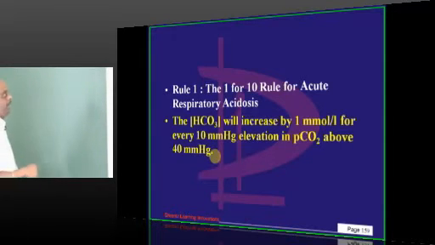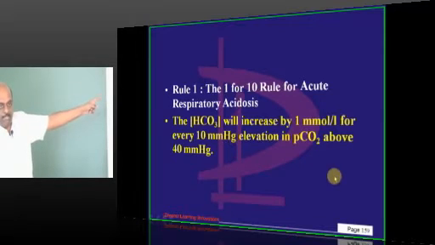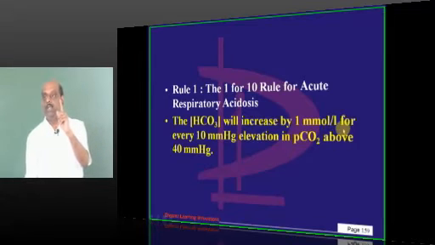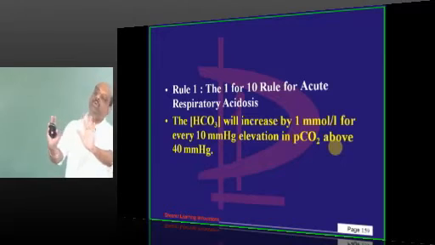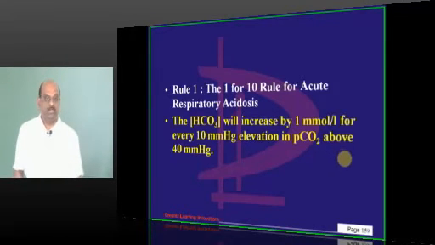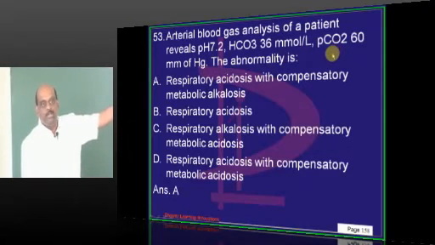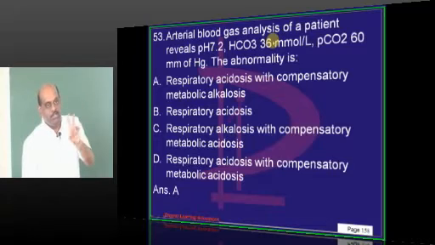So above 40, for every 10 millimeters mercury rise of PCO2 in respiratory acidosis, only 1 millimole per liter if it rises bicarbonate, then you call it as without any compensation only pure respiratory acidosis. Got it ना? यहाँ देखेंगे ये 40 से ज्यादा कितना है? 20. 20 में कितने 10 mmHg है? 2. So how much do you expect bicarbonate to rise? 1 millimole if there is no compensation.